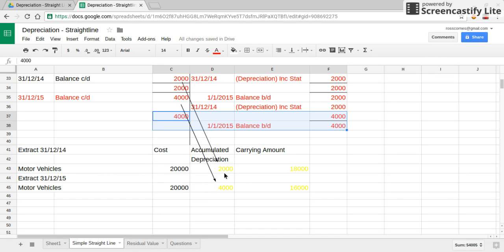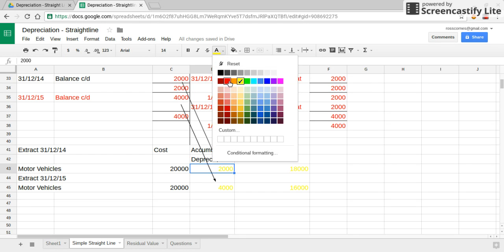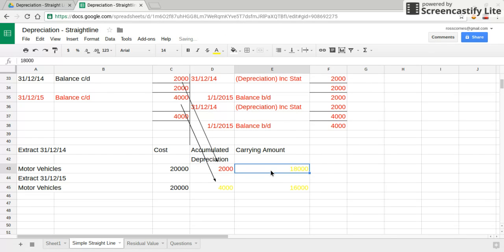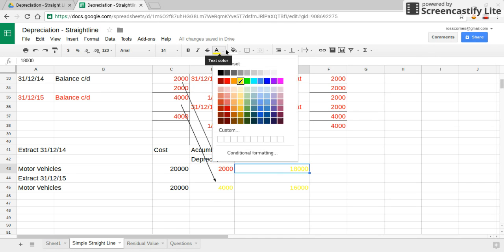But what we need to do for a company where there is depreciation is we need to put the accumulated depreciation at the end of the year in as accumulated depreciation. Accumulated is just a difficult term for the total of all the depreciation to date.